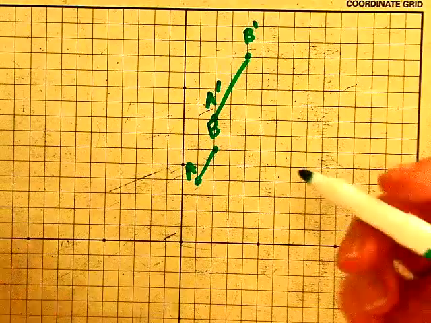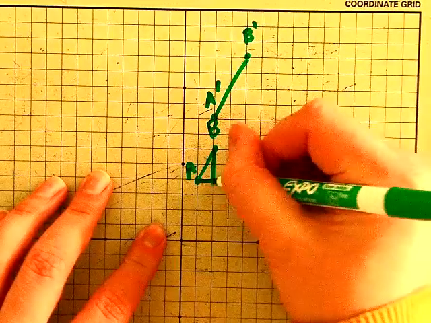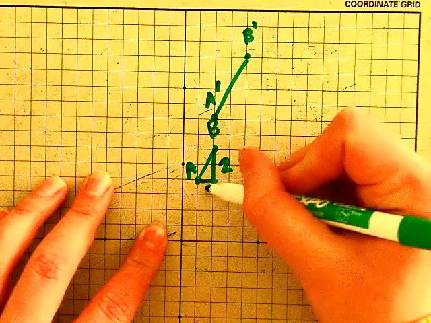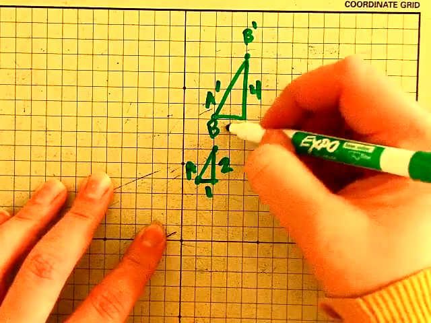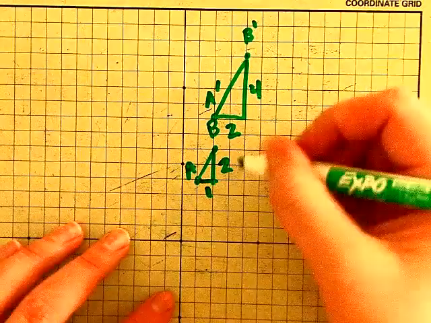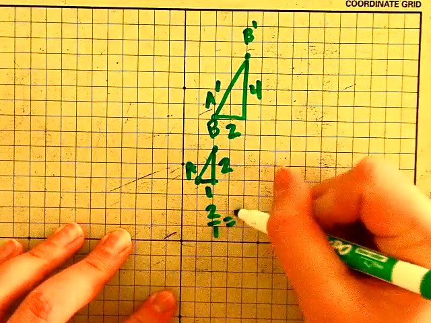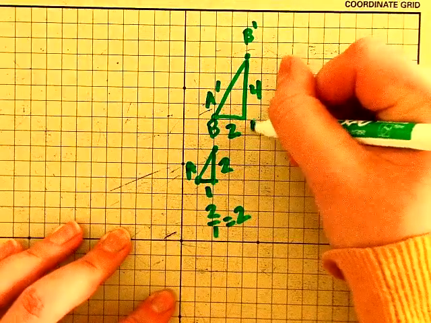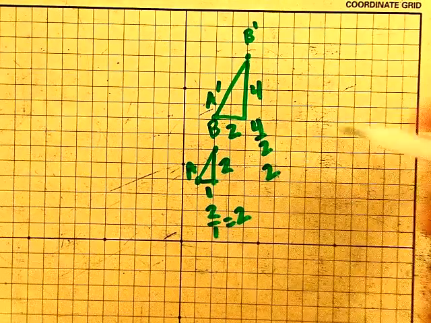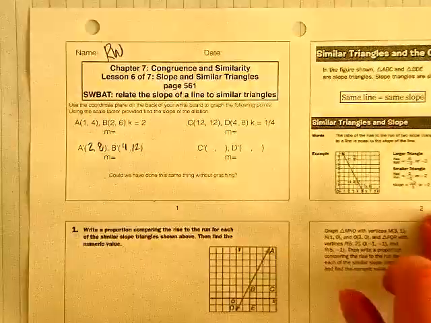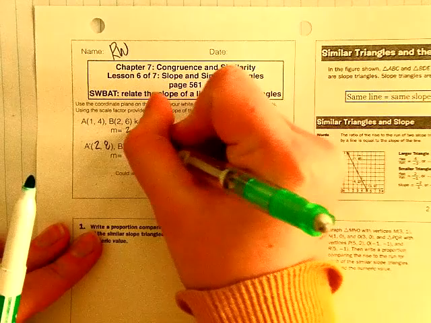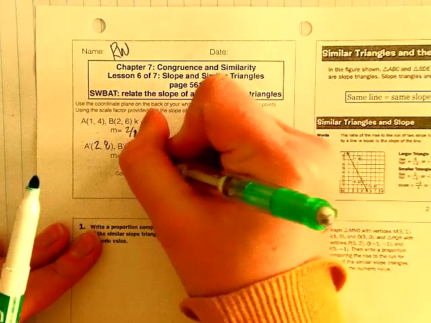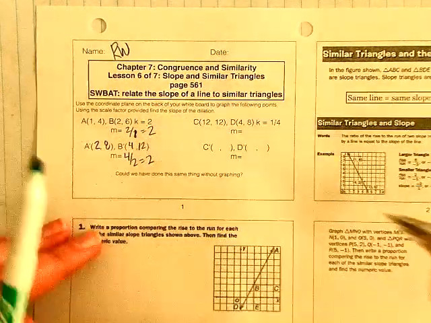Now it says find the slope of the dilation. Remember when we were doing slope, we counted rise over run. So this rises 2 and runs 1. This one rises 4 and runs 2. So this slope is 2 over 1, or 2. This slope, rise over run, is 4 over 2, or 2. So even when we dilated it by a factor of 2, the slope stayed the same. So I'm going to write 2 over 1, which equals 2, 4 over 2, which equals 2.